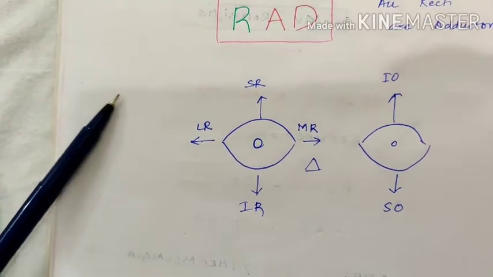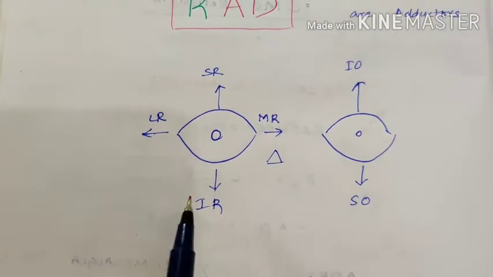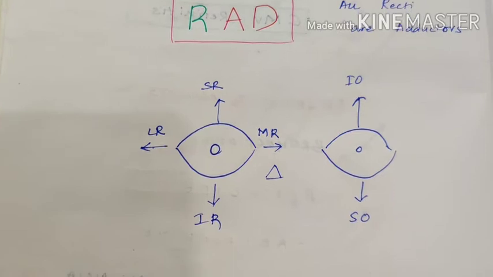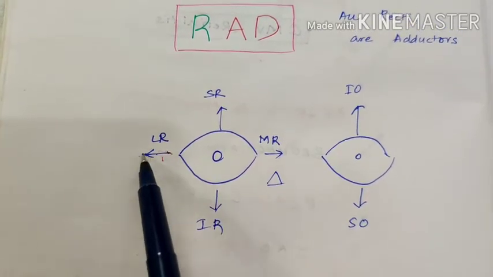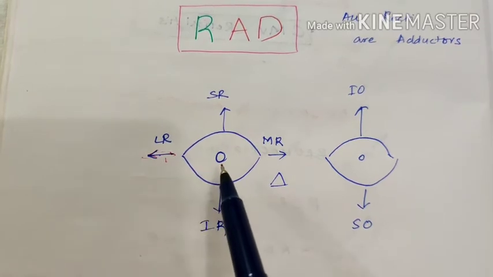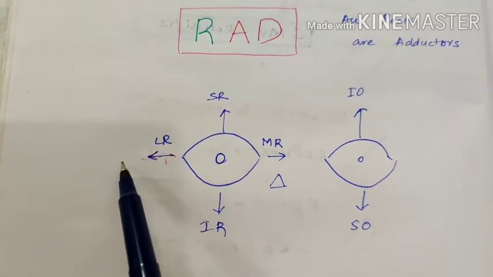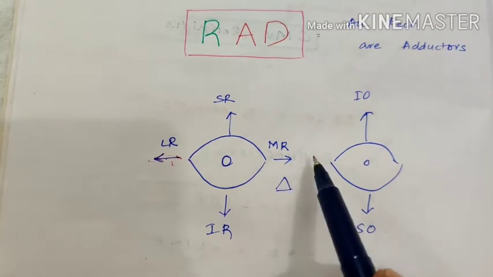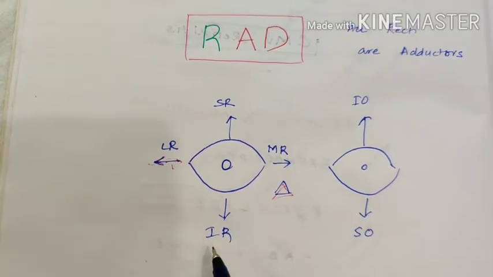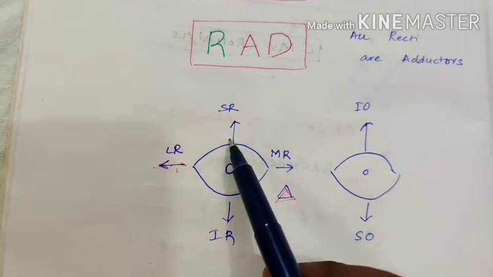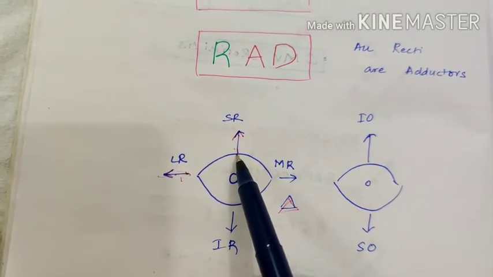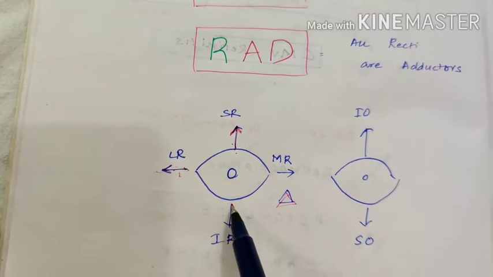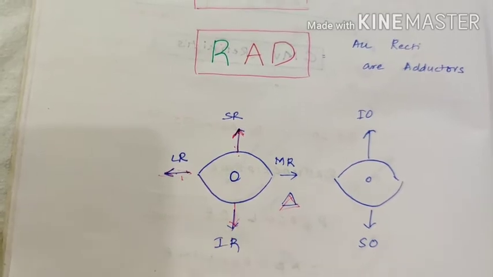See this. Here we see the primary movements. Lateral rectus will move the eyeball laterally. Medial rectus will move the eyeball medially. This is the nose. Now superior rectus will make the eyeball move upward. Inferior rectus will make the eyeball move downward.